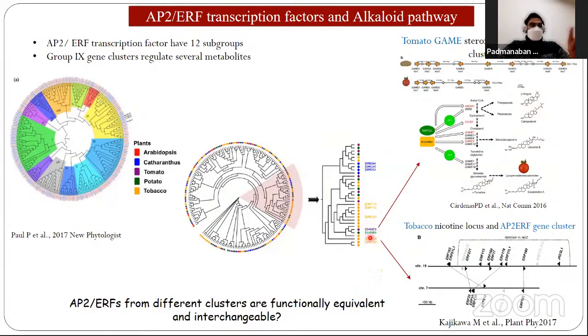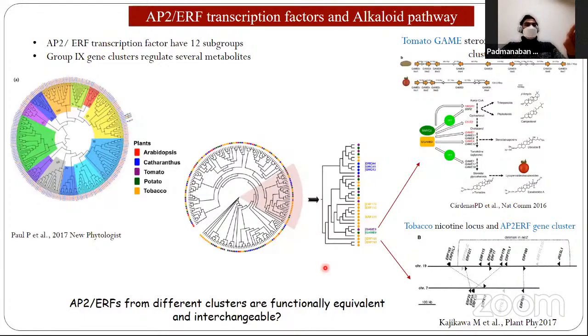So GAME9. This GAME9 locus is present in tomato and potato as well, because they are all Solanum family, they are sisters. They produce secondary alkaloids like steroidal glycoside molecules. Those ERF families are also present in tobacco, where they are involved in the production of the nicotine metabolite, that is the nicotine locus. Again, these ORCA family or AP2/ERF transcription factor families are present as clusters in tomato, potato, and also in tobacco, which produces the nicotine locus.